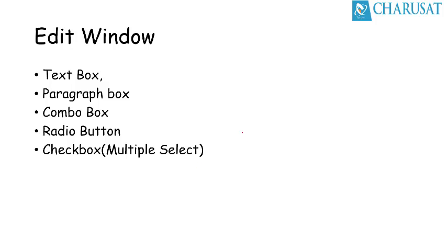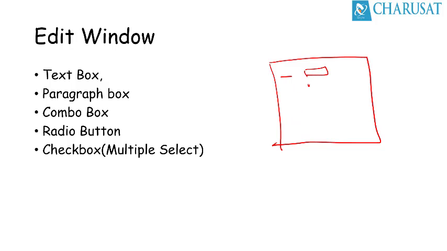The first part is the edit window. In the edit window, as we saw in the SRS, some GUI is mentioned: labels, then text box, another label and radio buttons, some labels and then paragraph box, some labels and then combo box. The radio buttons are also mentioned, checkbox, multiple selections. If your GUI has them, you can also mention them.